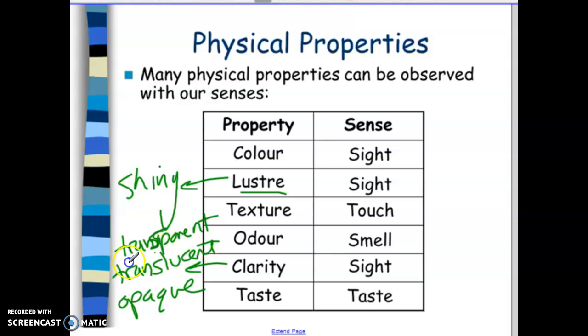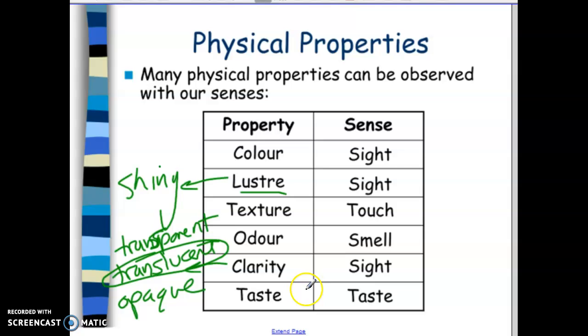transparent. Translucent is where you have some light that's able to go through, but not all of the light. So for example, wax paper. Opaque is where you have no light that is able to go through. So for example, cardboard paper or a rock, where you have no light going through.